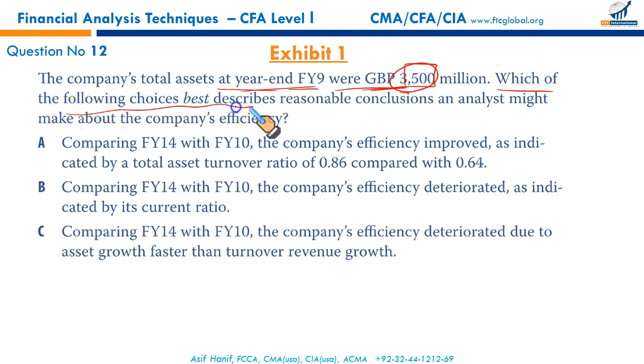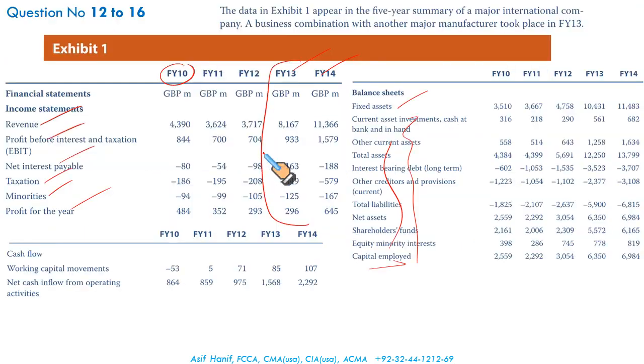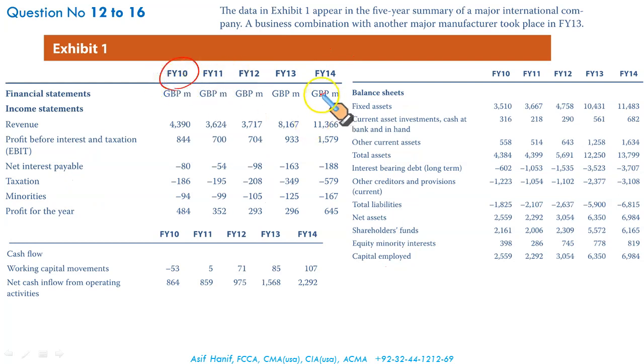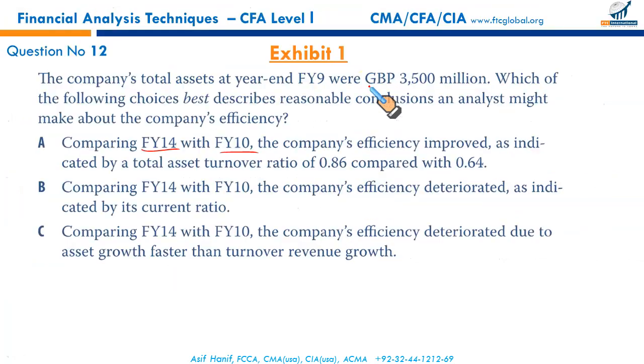Which of the following choices best describes a reasonable conclusion an analyst might make about the company's efficiencies? First A, comparing FY14 with FY10. He is comparing before combination and after combination, between FY10 and FY14. What exactly is he looking for? Comparing FY14 with FY10, the company's efficiency improved as indicated by the total assets turnover ratio of 0.86 compared to 0.64. We have to calculate the assets turnover, mind the word, total assets turnover.